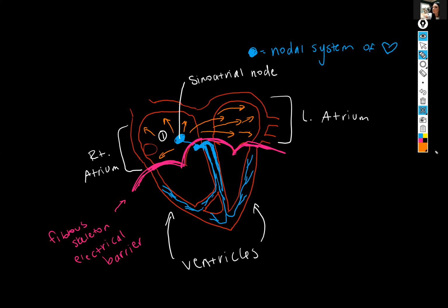The only way that excitation can spread from the atria to the ventricles is via this little chunk of nodal cells right here, and that's called the internodal pathway because it goes from the sinoatrial node to the atrioventricular node. So let's label that too. And then I'm going to erase right atrium because we know that by now, so I have room to label other things.